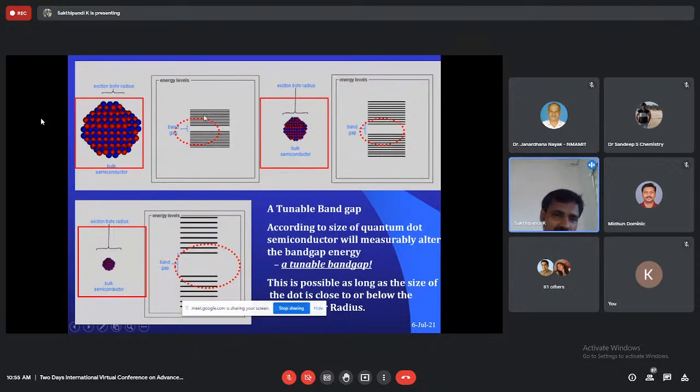So here the energy levels are continuous and the gap is very low. If you convert into nanomaterial, you can get the wider band gap and the energy levels are discrete. So nanomaterials are useful to tune the band gap. You can control the band gap by controlling the particle size.